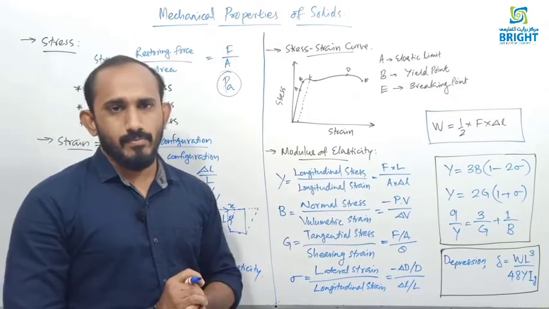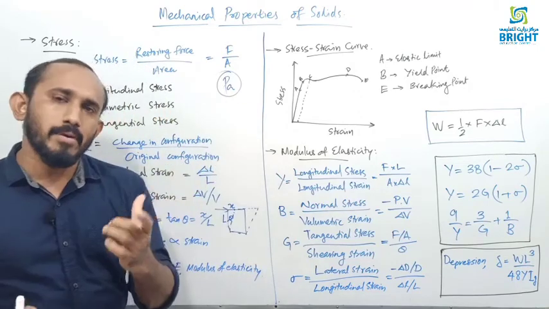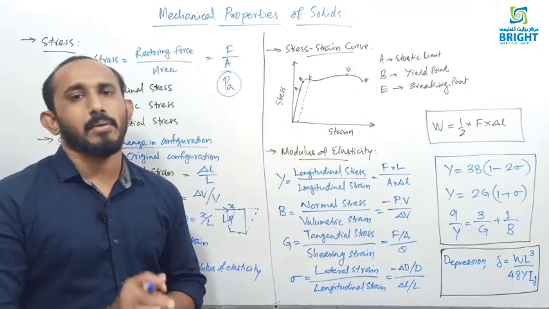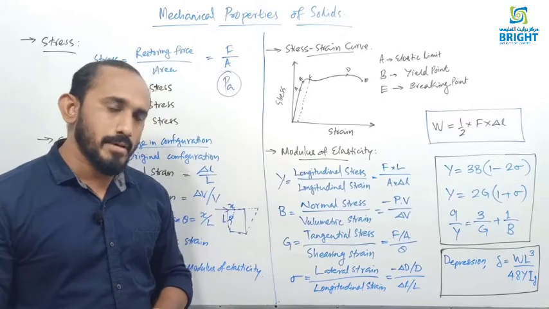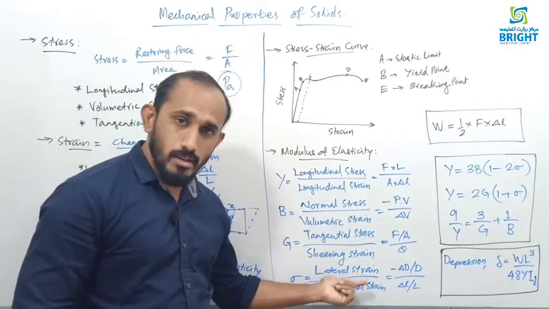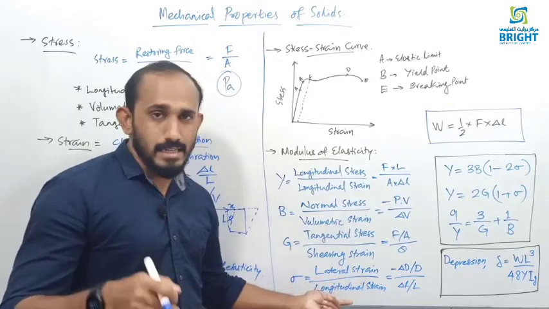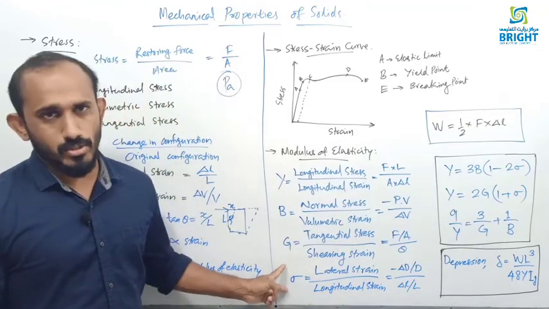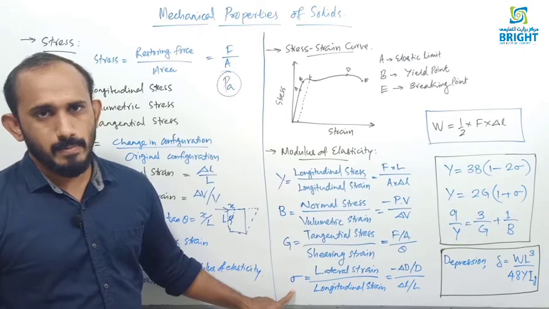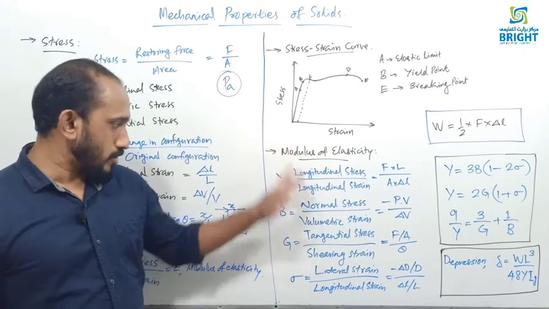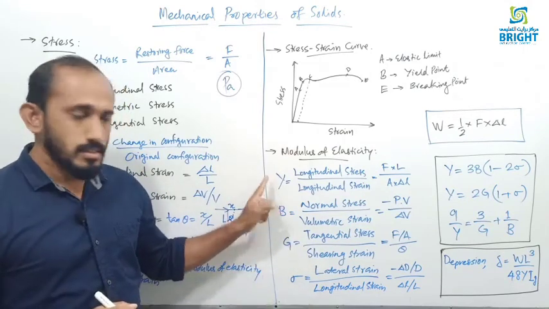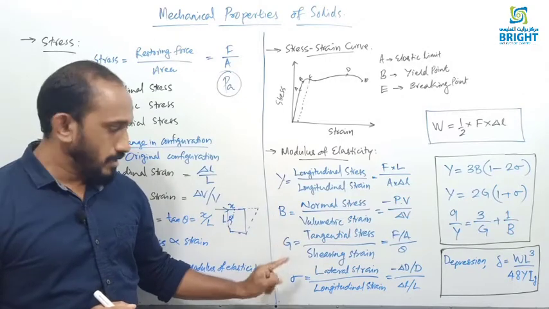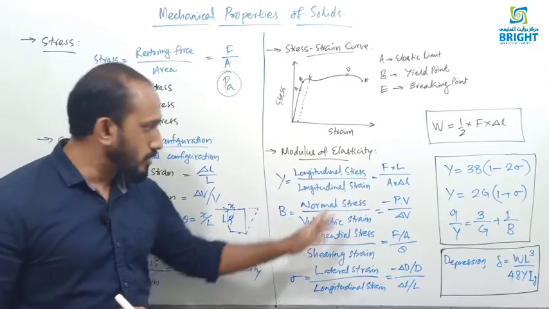For a cylindrical wire, if both length and diameter change at a time, then the change in diameter gives the lateral strain, and the change in length gives the longitudinal strain. The ratio of these is called Poisson's ratio. Sigma will denote it. So these we have 4: Young's modulus, bulk modulus, rigidity modulus, and Poisson's ratio. I hope you got these concepts.